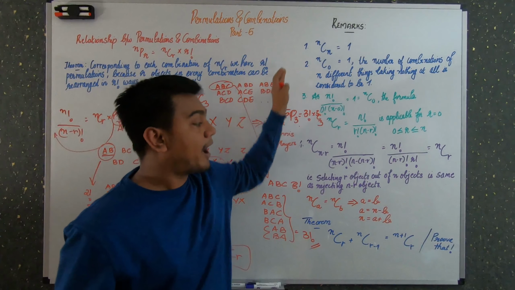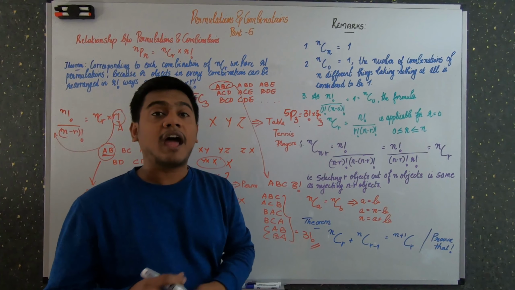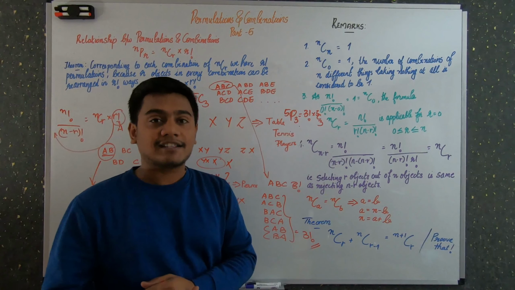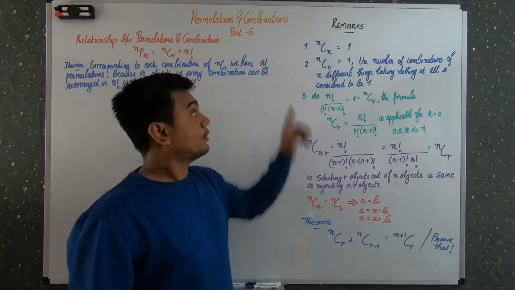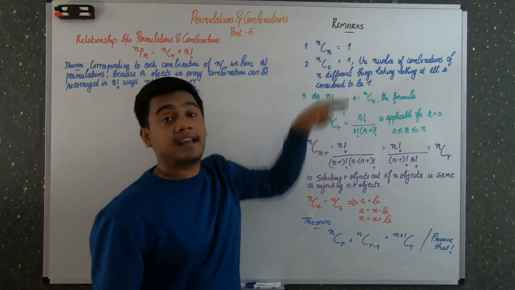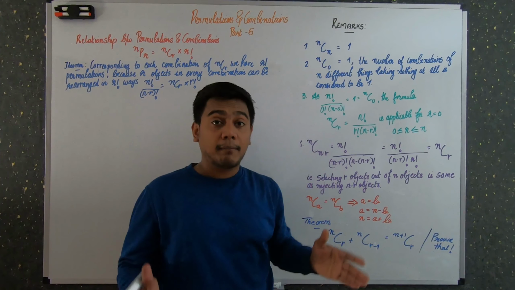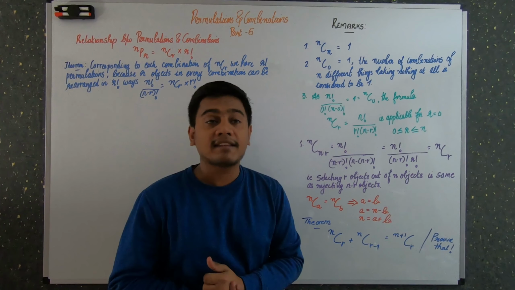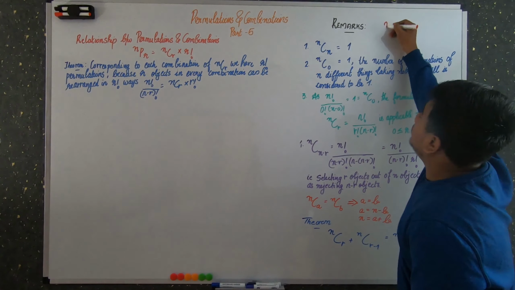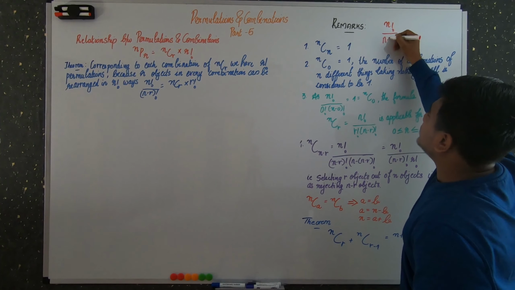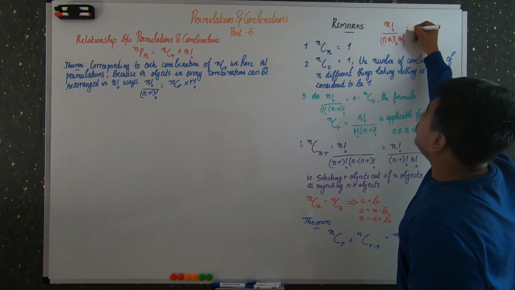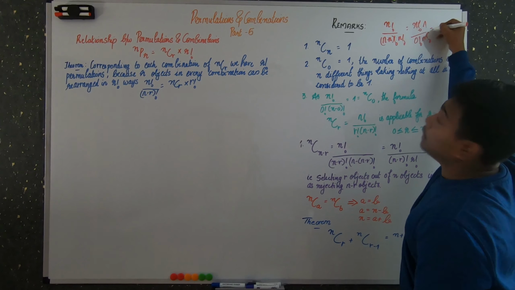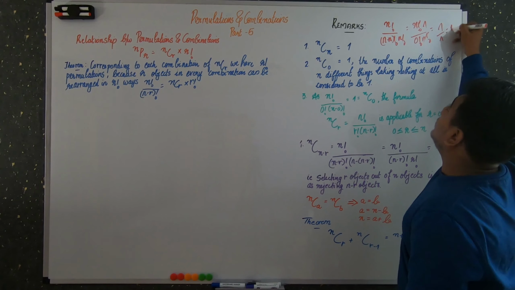Now let's see some remarks about combinations. You don't have to do the complete formula; there are some easy tricky ways to get answers for combinations. In the first remark, it is said that NCN is 1. You have n objects, and from those n objects you are taking all objects at a time. Use the formula: N factorial by N minus N factorial into N factorial, which is N factorial by 0 factorial into N factorial. This gets cancelled, and 0 factorial is defined as 1. So 1 by 1 is 1.